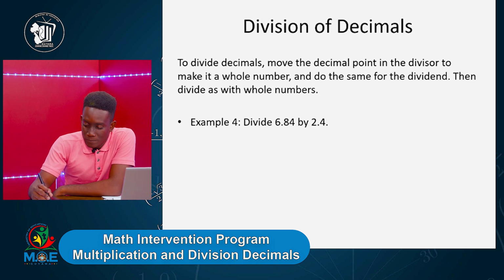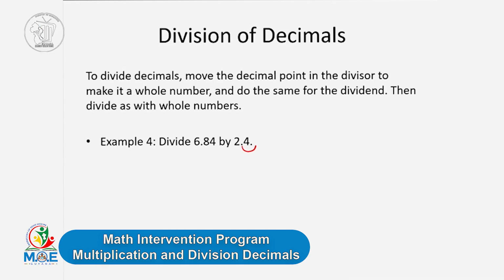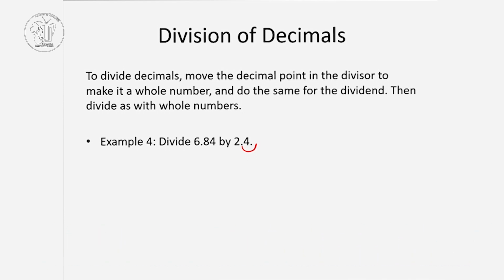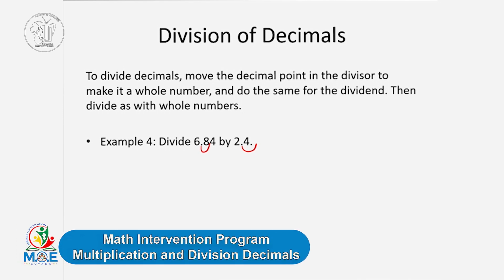So for this example, we move the decimal point here to the end. So we moved it 1 time. And because we moved it 1 time in that number, we must also move it 1 time in the other number. So in this case, we're not moving back when we're done. We're just making it easier to divide by changing the divisor to a whole number. And based on the amount of times we move the decimal point to turn the divisor into a whole number, we must do the same thing for the other decimal. So this will be 68.4 divided by 24.